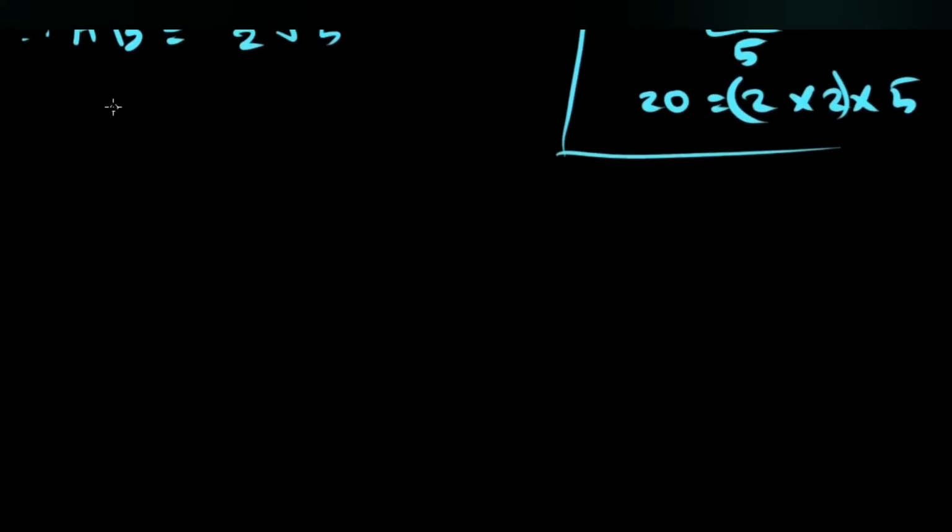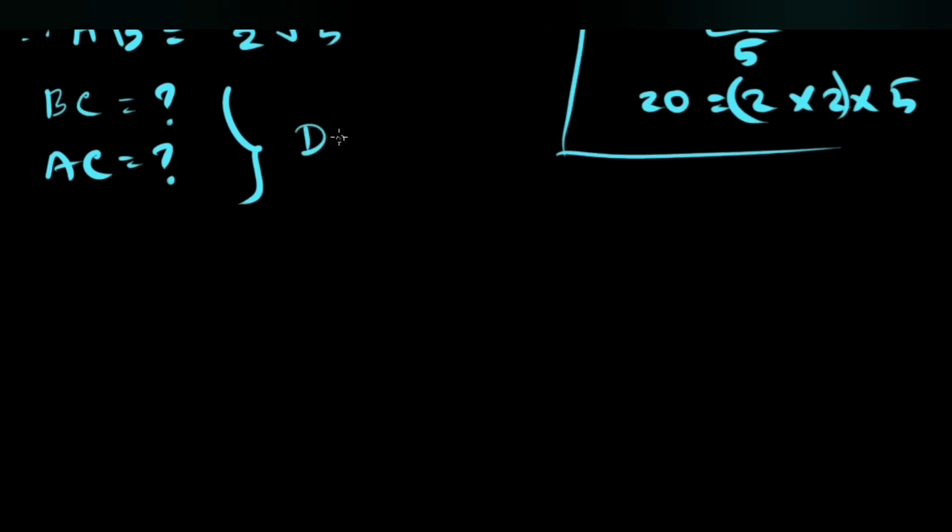Now in a similar way we will determine the length of BC and the length of AC. So you have to figure it out at home. Do at home and tell me what type of triangle is triangle ABC.